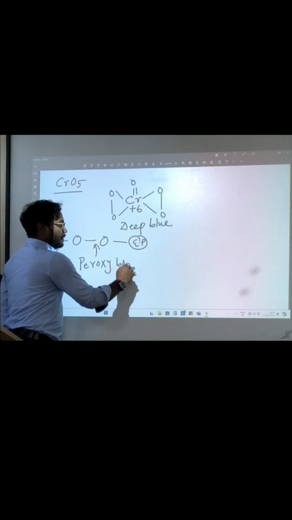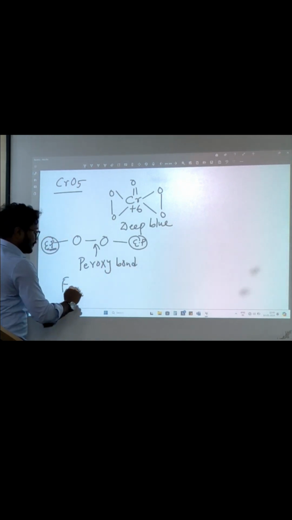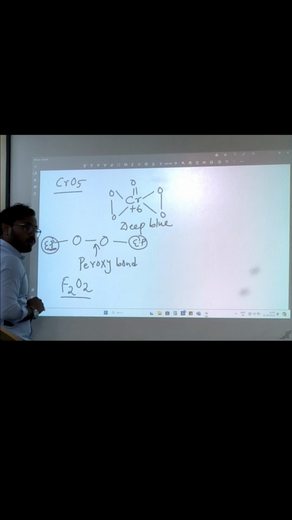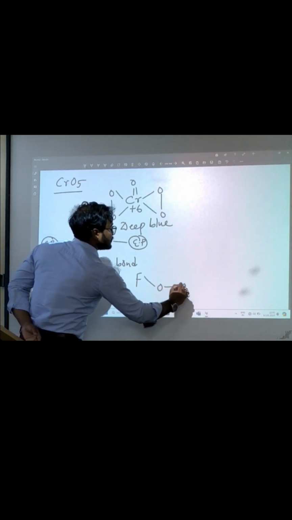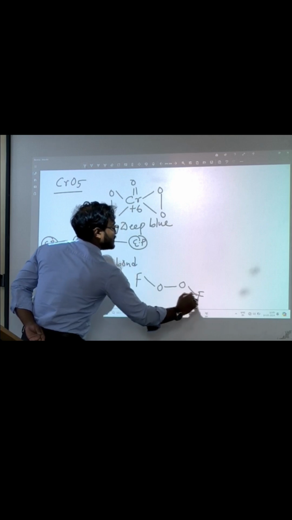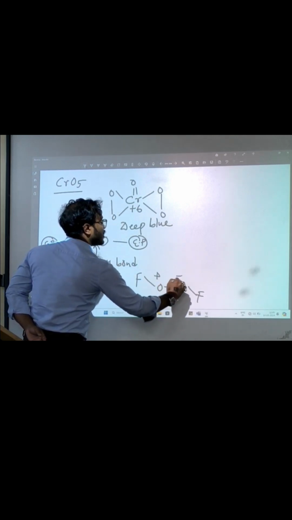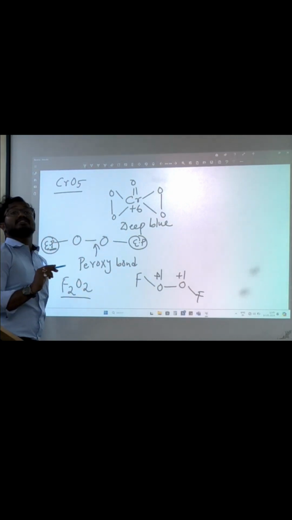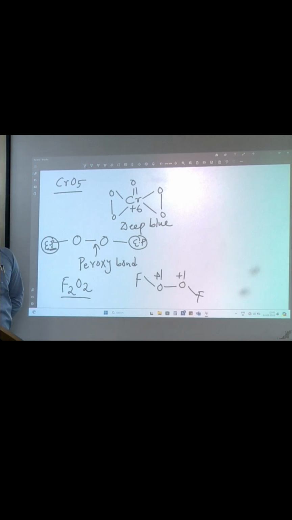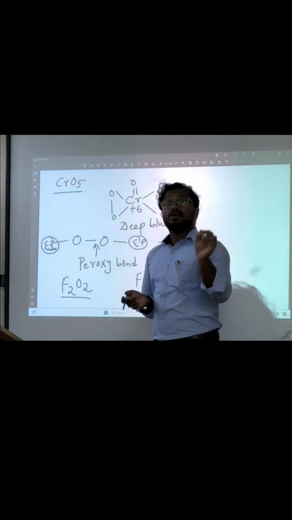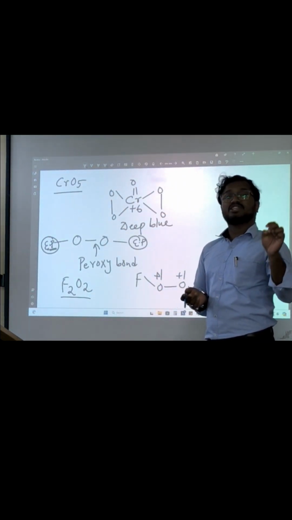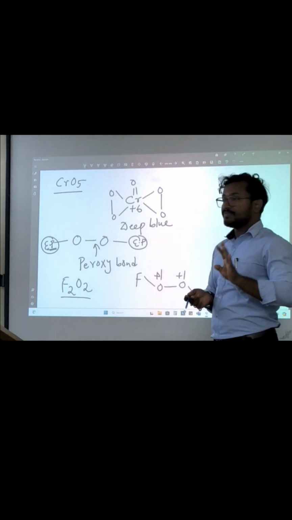Let us take an example of F2O2. In case of F2O2, what happens? Fluorine, oxygen. In this case, oxygen is plus 1. So we will not consider this bond as a peroxy bond. Now we will go to the next part, oxidation number. So basically, what is the difference between oxidation state and oxidation number? Let's find out.